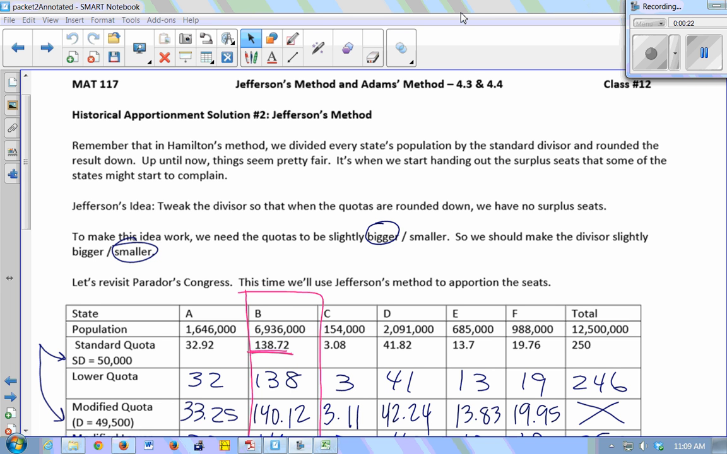Okay, and up until now, everything seems pretty fair, but when we start handing out surplus seats, some states might start to complain, right? Why did they get an extra and I don't? So Jefferson's idea was, let's make it so that there are no extras. We're going to tweak the divisor so that when the quotas are rounded down, there are no surplus seats.